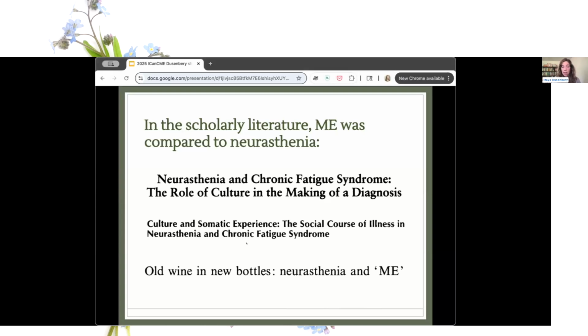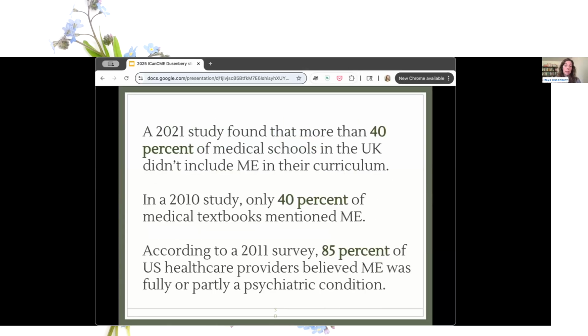But obviously, we see the legacy of this really century of medical neglect. It's often not included in medical school curriculum or mentioned in medical school textbooks. According to a 2011 survey, 85% of providers in the US still believed it was at least partly a psychiatric condition. And I would hope that's changed a little bit in the last decade or so, especially with the increased attention after long COVID has become part of the conversation, but I'm not sure what the latest stats are on that.